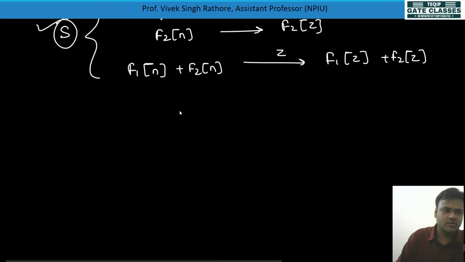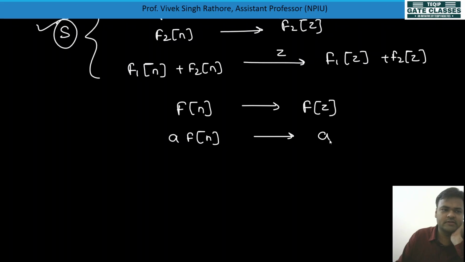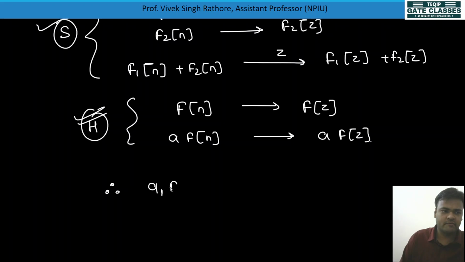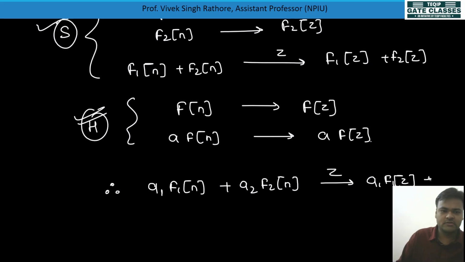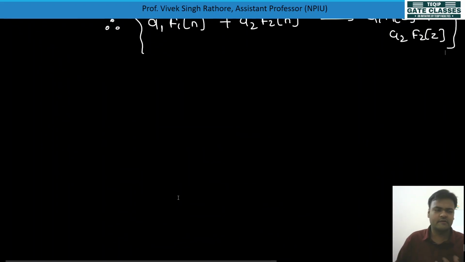Now let's suppose you have given f of n as input to a signal. If you take Z transform of f of n, you'll get f of z. Let's suppose you have multiplied a scalar quantity in this, and then you have taken Z transform, and if you get the same scalar quantity in the Z transform also, then you can understand that this property satisfies homogeneity. So Z transform satisfies both. Therefore, finally we can say that a1 f1 of n plus a2 f2 of n, if we take Z transform, we will get a1 f1 of z plus a2 f2 of z. This is the whole summary of linearity property. I think you have understood this linearity property.